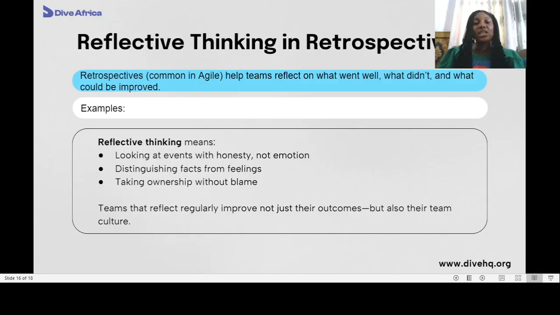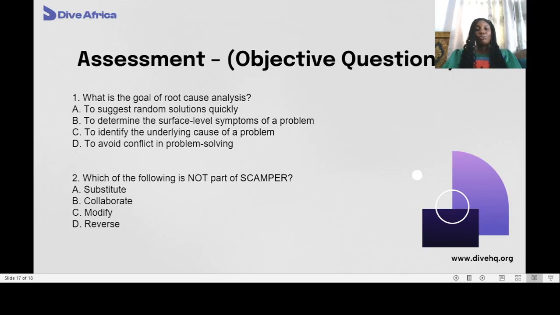Reflective thinking means looking at events with honesty, not emotion, distinguishing facts from feelings, taking ownership without blame. Teams that reflect regularly improve not just their outcomes, but also their team culture. Do you get that? Make sure you start cultivating the habit of reflective thinking, so that you can improve your outcomes and be better, which will be very helpful for you and your team members.